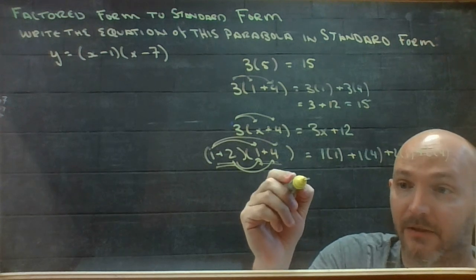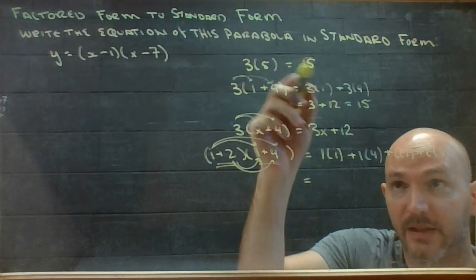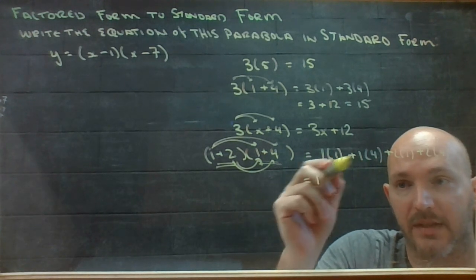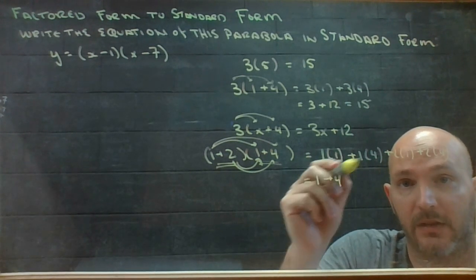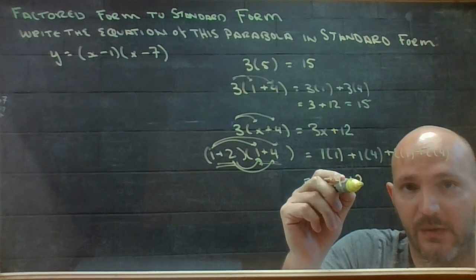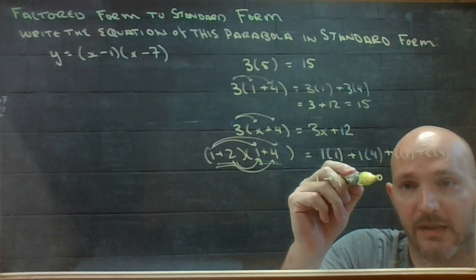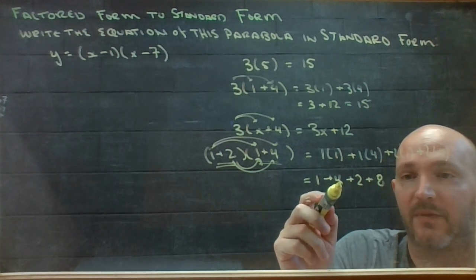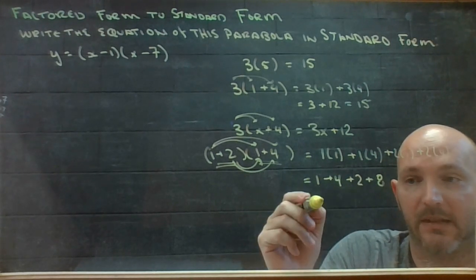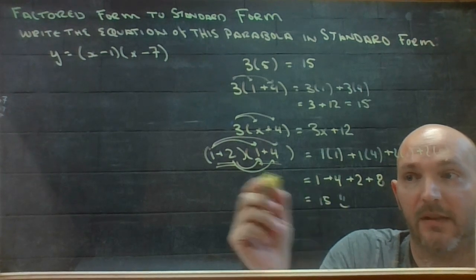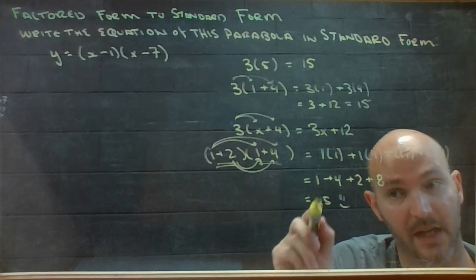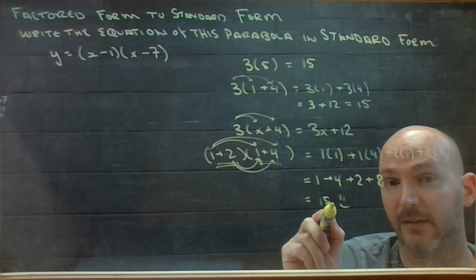Now, if I've done this correctly, I should get 15. So 1 times 1 is 1. 1 times 4 is 4. 2 times 1 is 2. 2 times 4 is 8. 1 and 4 is 5, 5 and 2 is 7, 7 and 8 is 15. So this technique of scrambling all those numbers around does give you the correct answer.